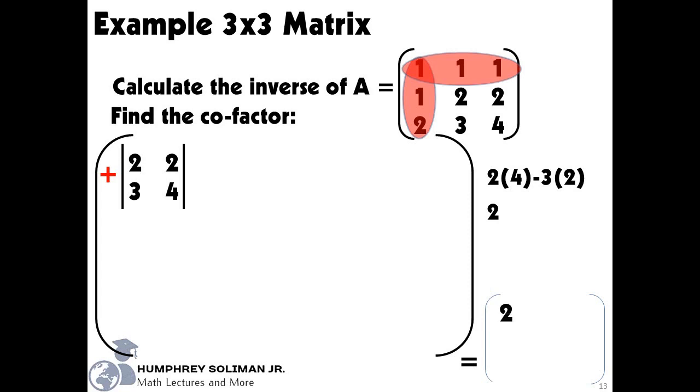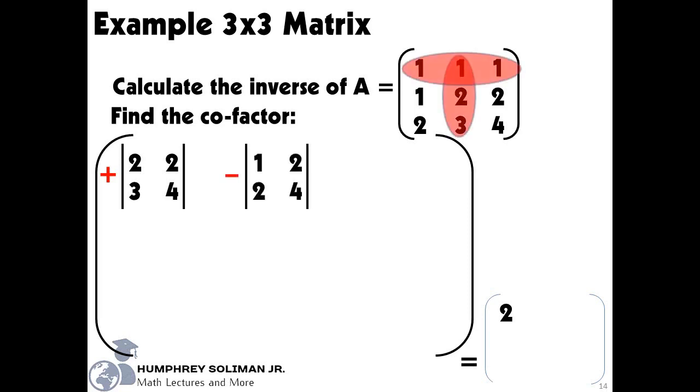For the second element of the cofactor matrix, we have to find the determinant of the elements from this matrix. These are the elements which are not from the first row and second column of matrix A.